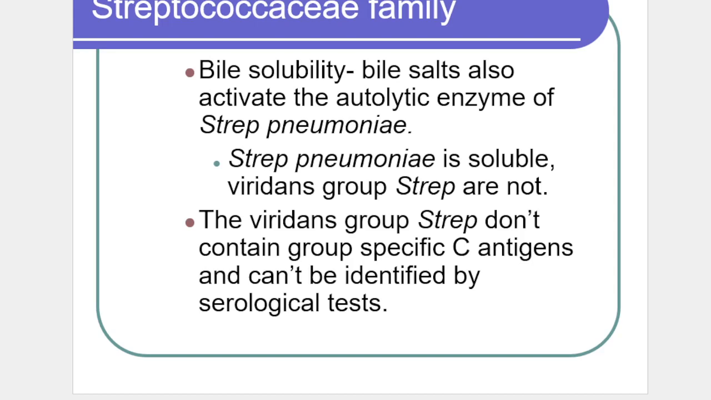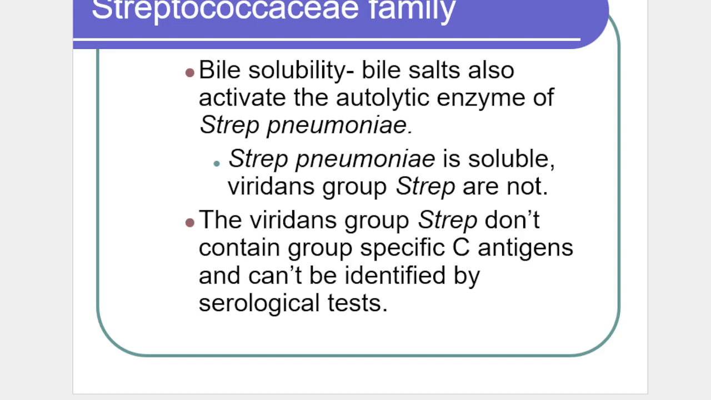Streptococcus, bile solubility. Bile salts also activate the autolytic enzyme of Strep pneumoniae. So, Streptococcus pneumoniae is bile soluble, viridans not. Optochin sensitive, viridans resistant. Bile soluble, Strep pneumoniae. Negative for bile solubility, viridans strep.